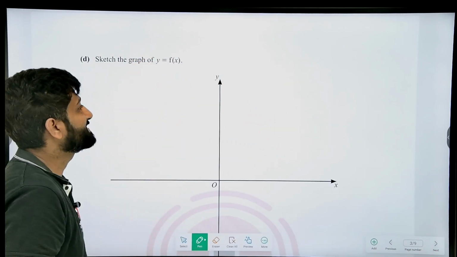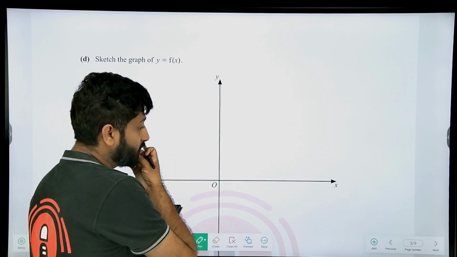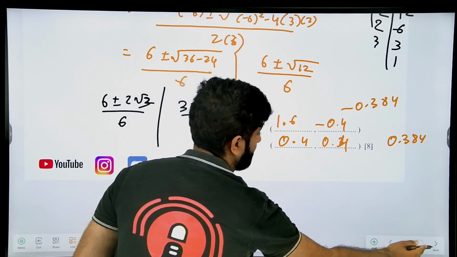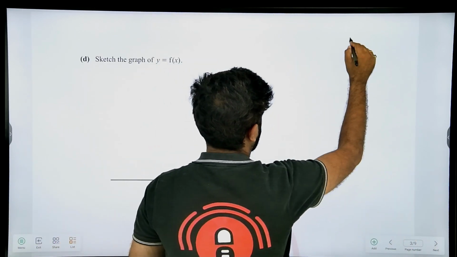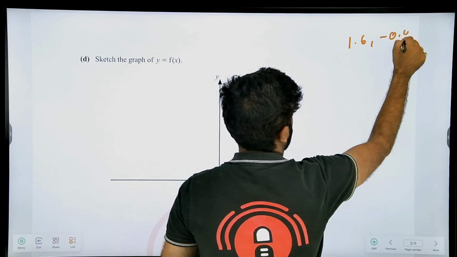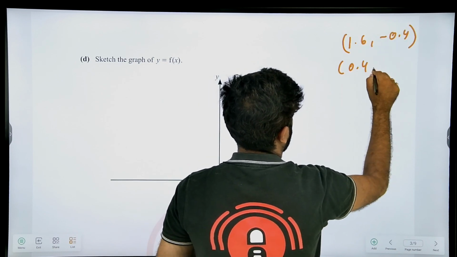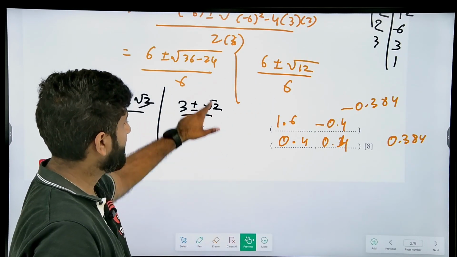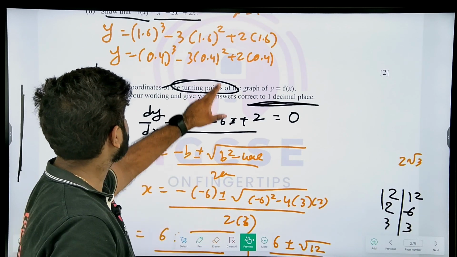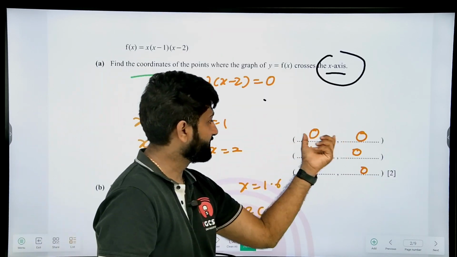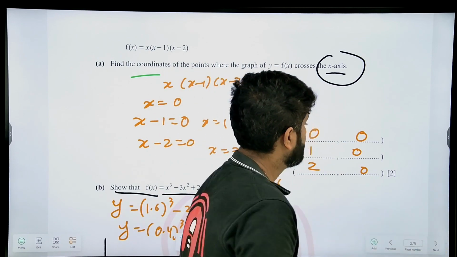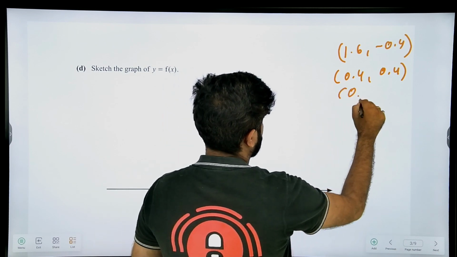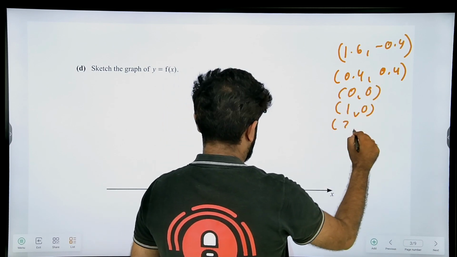Now they are saying sketch the graph of y. Now guys, what do I have now? I do know that the turning points are 1.6 comma negative 0.4 and 0.4 comma 0.4. Again, what other information do I have? I do have the x-intercepts, that is 0, 0, 1, 0 and 2, 0.